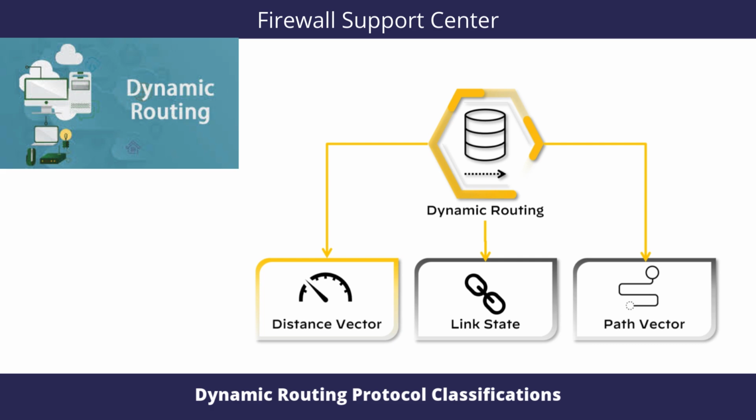Split horizon prevents a router from advertising a route back through the same interface from which it was learned. Triggered updates. When a change occurs, updates are sent immediately instead of waiting for the standard 30-second RIP update interval. Route poisoning marks a bad route with a hop count of 16, effectively signaling that the destination is unreachable.